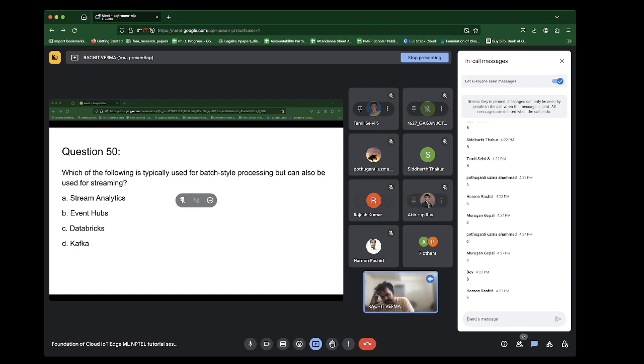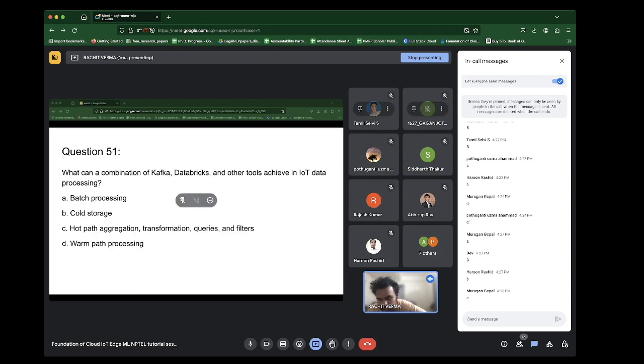Which of the following is typically used for batch style processing but also can be used for streaming? Stream analytics, Event Hub, Databricks, or Kafka. So C, Databricks, is the correct answer. Kafka is a way to do stream analytics, so you can eliminate both of them. Both will not really do batch style because everything has to happen very fast. Even if batch style is possible, it's not really been discussed in the lectures. So C, Databricks.